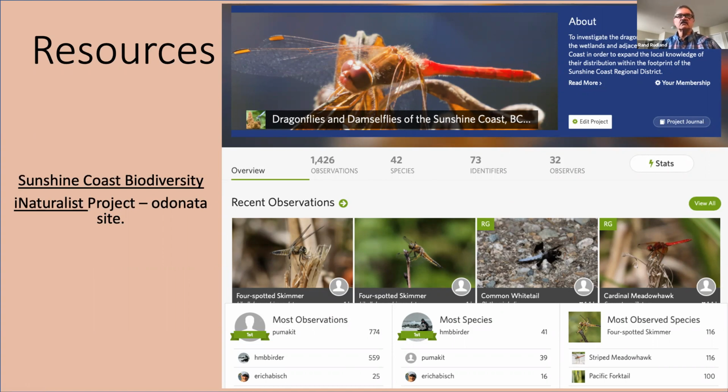If you're interested in any other life form on the Sunshine Coast, it is part of that overall biodiversity umbrella project. So it's worth taking a look if you have other interests.